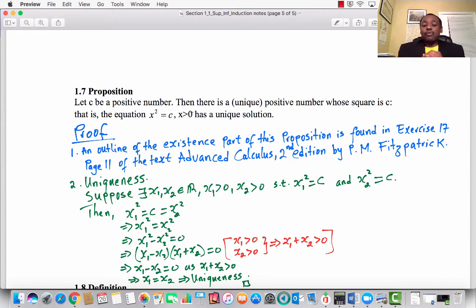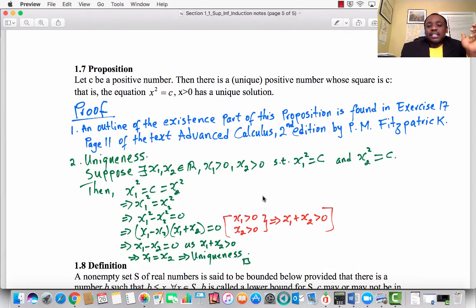Now, an outline of the existence part of this proposition is found in exercise 17, page 11 of our text, Advanced Calculus, 2nd edition by P.M. Fitzpatrick. So we would verify uniqueness. Suppose there exist x1, x2 in R, both positive, such that x1 squared equals C and x2 squared equals C.